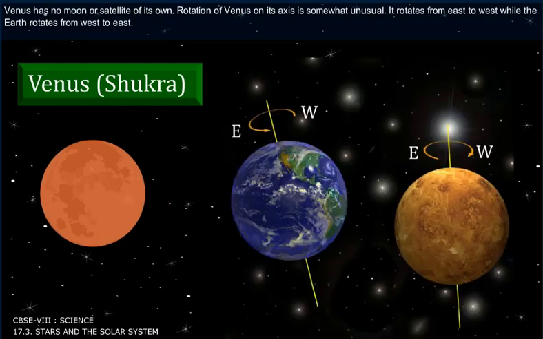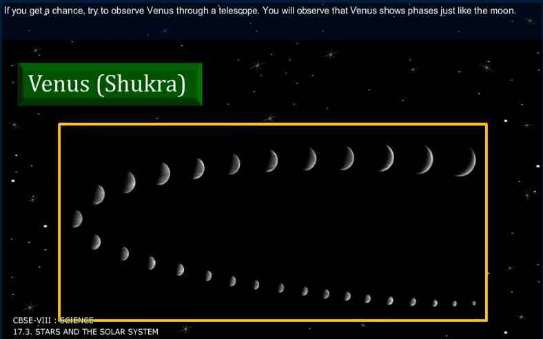Rotation of Venus on its axis is somewhat unusual. It rotates from east to west, while the Earth rotates from west to east. If you get a chance, try to observe Venus through a telescope. You will observe that Venus shows phases just like the Moon.